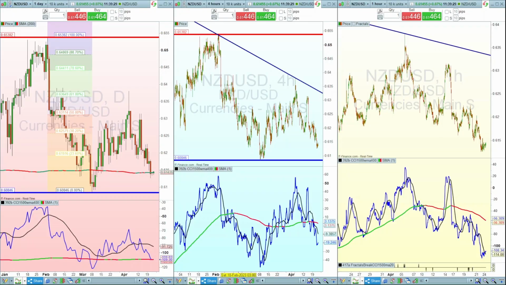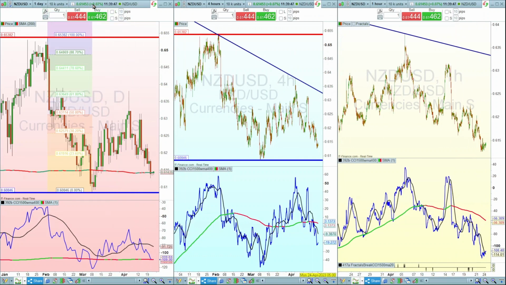Today is April 24, 2023. This is the New Zealand US dollar update. On all time frames, the daily, the 4 hourly and the hourly, we're in a downswing on our CCI 1500 with the moving average 400 in a downswing. So only short positions to be taken at this point.